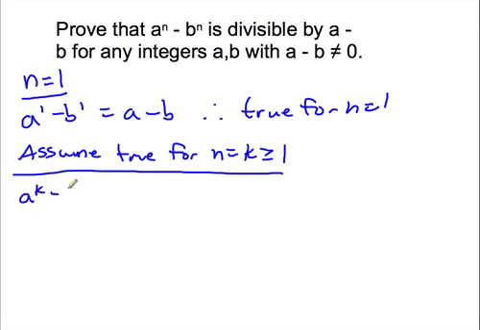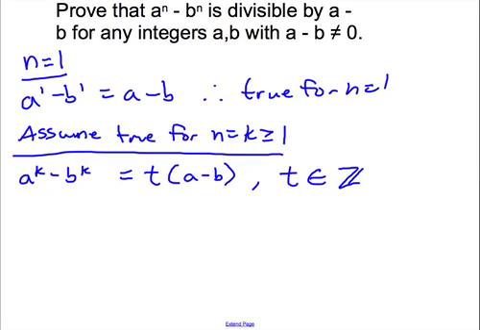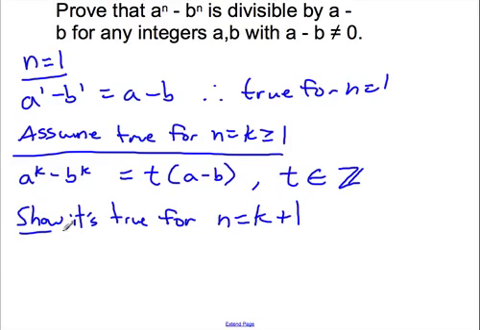So a to the power of k minus b to the power of k equals basically some number t times a minus b, where t is simply some integer. Okay, that's how we show that's divisible by a minus b algebraically. And now we're going to show it's true for n equals k plus 1. Okay, so we're going to use k plus 1 now, a to the power of k plus 1 minus b to the power of k plus 1.